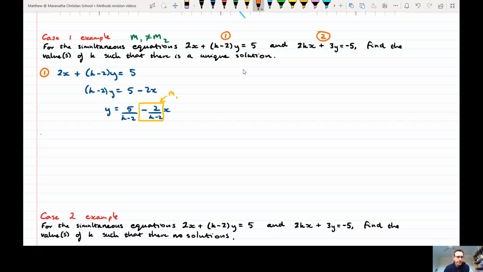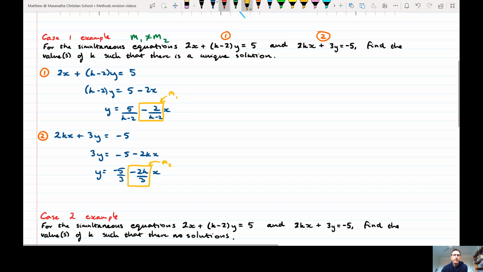The second case that we have, equation we have, let's rewrite this one. So you have 2kx plus 3y equals -5. And let's transpose this. So you have 3y equals -5, take 2kx, divide it by 3, gives you -5 over 3 minus 2k over 3x. And again, I'm going to highlight this one. That is the gradient of our second line, M2.